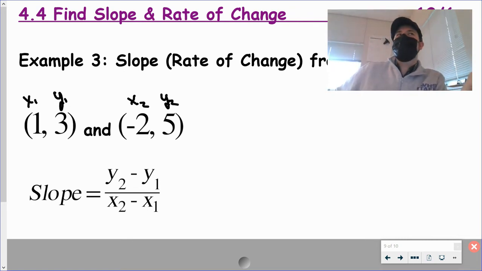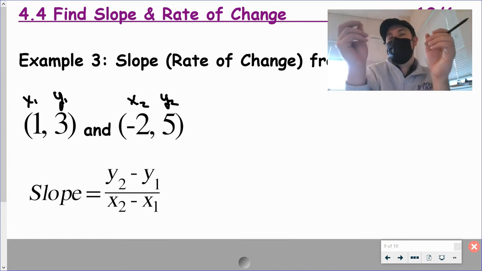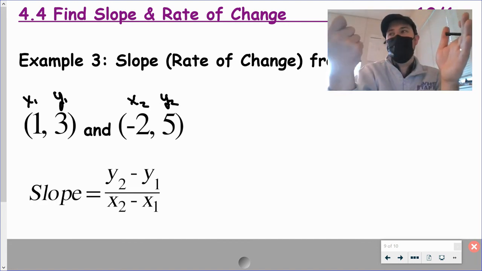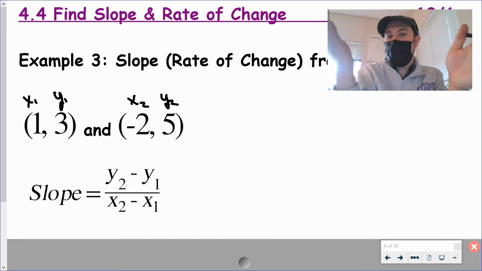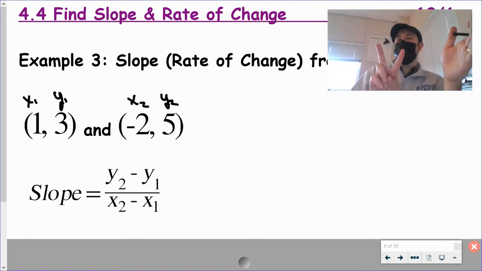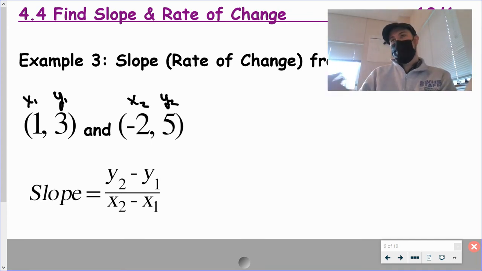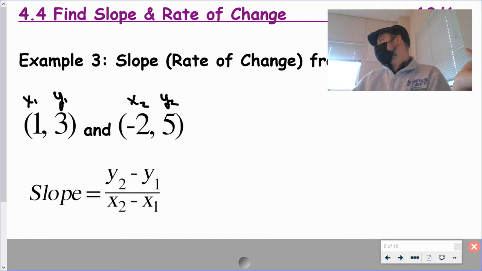Doesn't it make sense that you need two points to define a rate of change? If you want to know how fast something is moving, you have to figure out its position at one moment. You have to wait with a stopwatch for some more time to go by and then figure out the position again. You need two positions at two different times to measure something's speed. So when we're finding slope, we need two different points to define the slope.